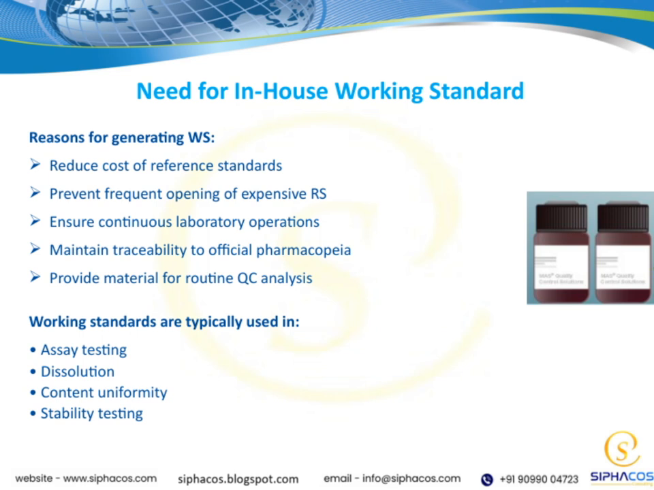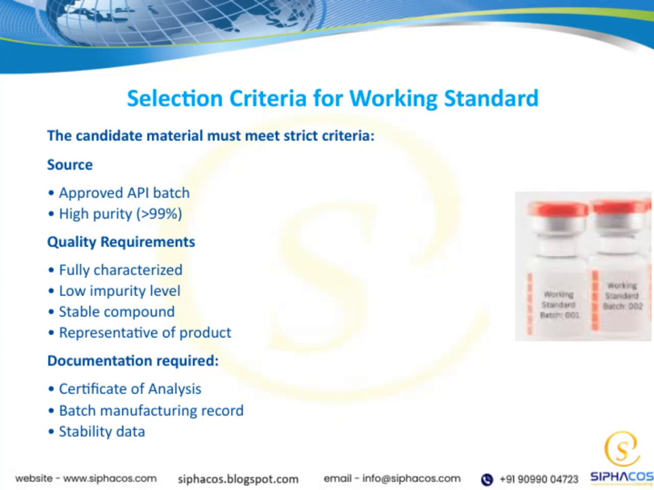When selecting a working standard, it's crucial that the candidate material meets some strict criteria to ensure reliability and consistency. First, the source is very important. It should come from an approved API batch, meaning it's been officially validated, and it must have a high purity level, ideally over 99%. This high purity helps us maintain accuracy in our analyses.